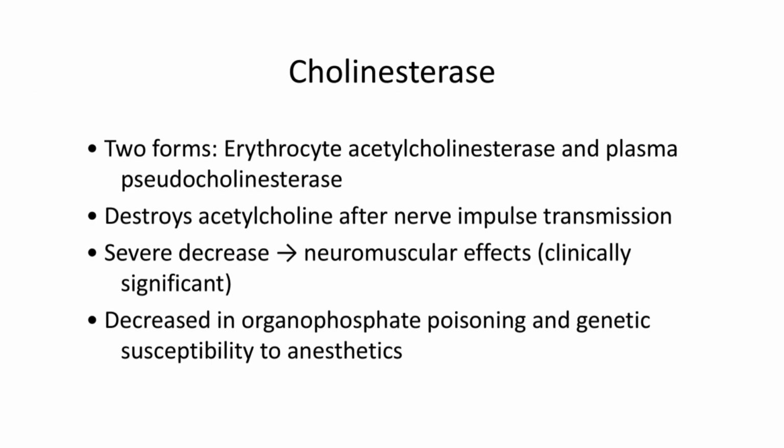The next enzyme is cholinesterase. There are two main forms: erythrocyte acetylcholinesterase and plasma pseudocholinesterase. The role of this enzyme is to destroy acetylcholine after nerve impulse transmission. Unlike most enzymes, a severe decrease in cholinesterase is clinically significant and can cause serious neuromuscular effects. Decreased levels can occur in cases of organophosphate poisoning or in patients who have genetic susceptibility to certain anesthetic agents.